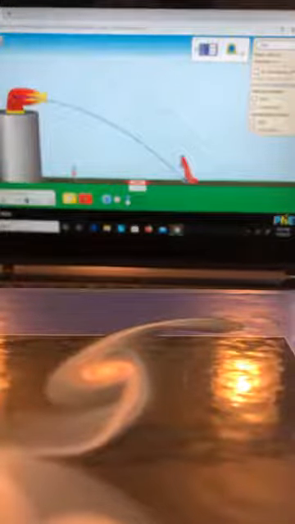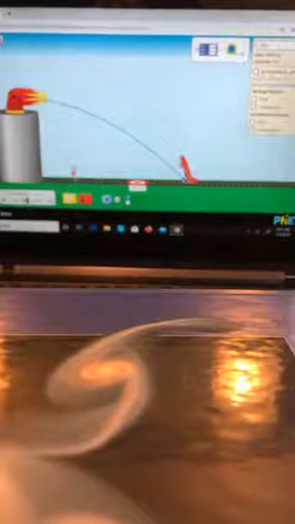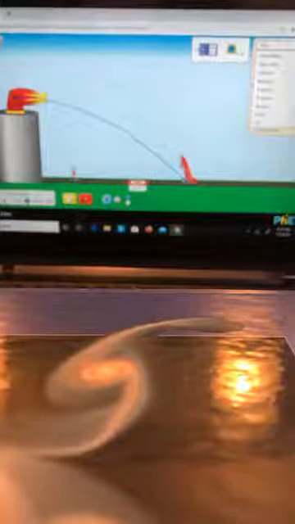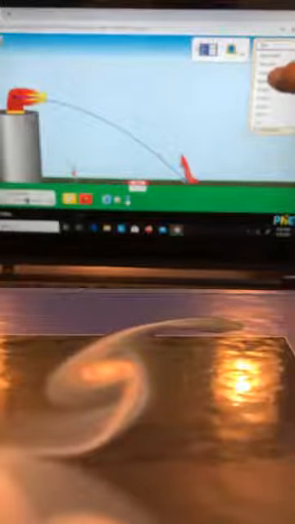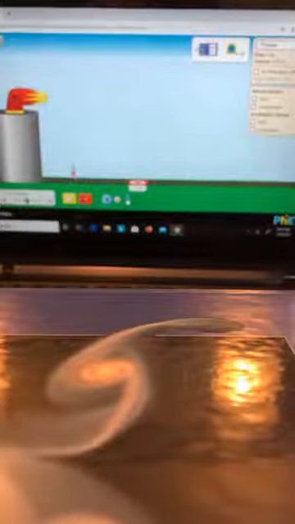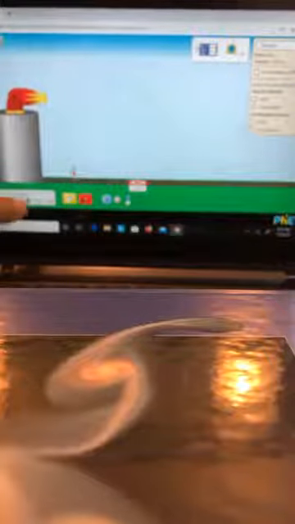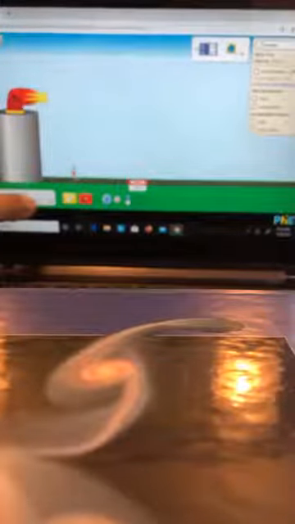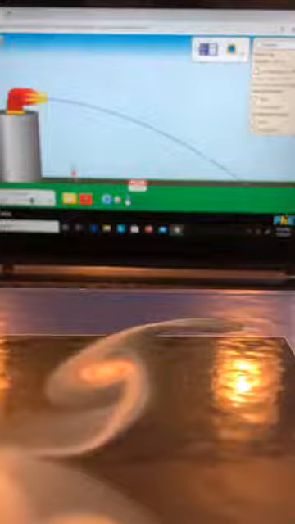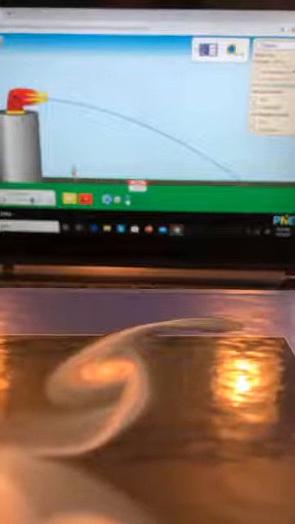Now let me change the object. Let me consider, for example, a baseball. And then let me reset. Or there is pumpkin. Let me select pumpkin, and let me also change the velocity to, let's say, 20 meters per second. Now let me fire. Yeah, so that is the path followed by the pumpkin, which is a projectile.